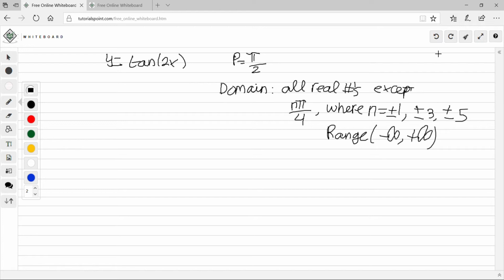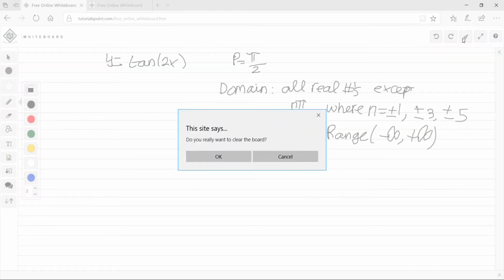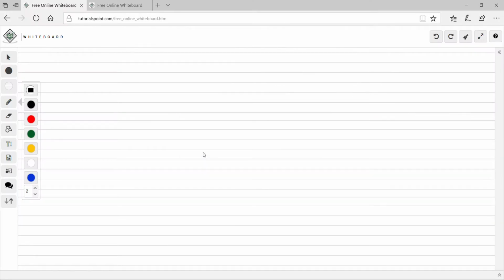So I'm gonna erase it. Now we're gonna go to the next problem. Now we're gonna graph a cotangent graph. So we're given y equals 0.3 cotangent 2x plus pi halves. So it's basically the same thing as tangent, right?